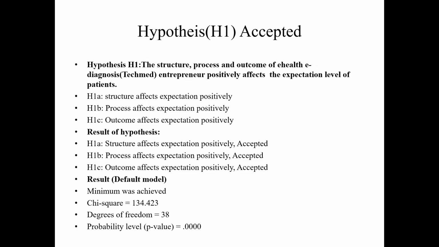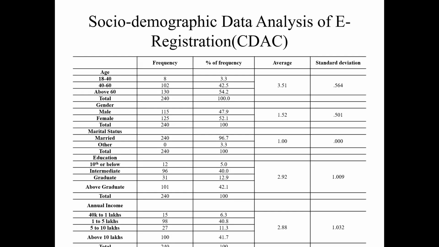The outcome affects expectation positively. The result: H1A, H1B, and H1C are accepted in a positive manner. The minimum was achieved. The chi-square is 134.423, degrees of freedom is 38, probability value is 0.000. So this is the socio-demographic data analysis of e-registration.